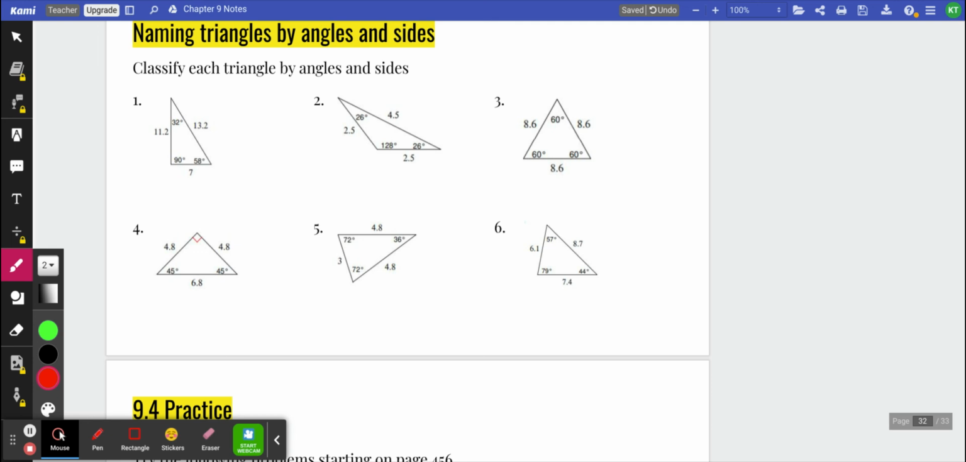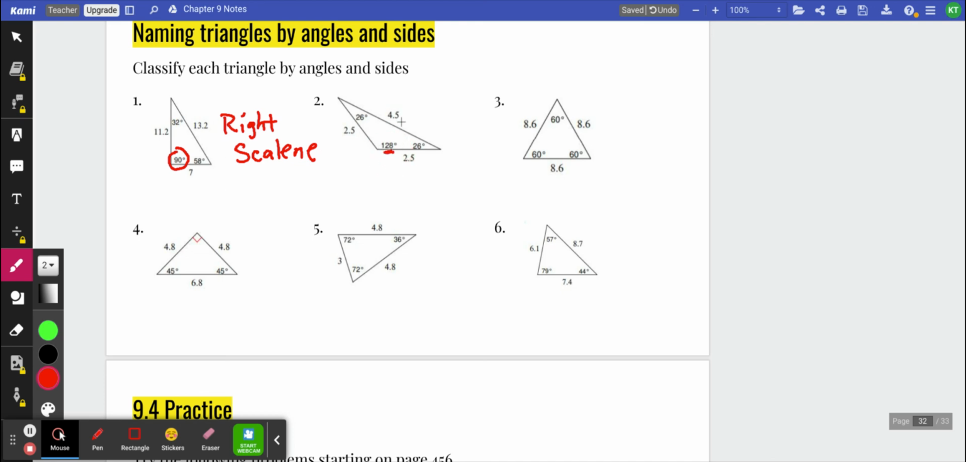All right, so let's classify based on angles and sides. So if I look here, I'll go to my largest angle, which is 90. So this is going to be a right triangle. And then by side length, 7, 11, and 13.2, that would be scalene. I could also just look at the angles. Notice that 32, 90, and 58 are three different angle measures. That means the sides are going to all be different as well.